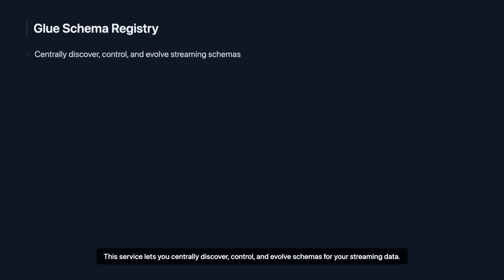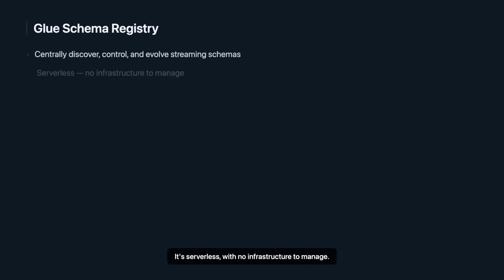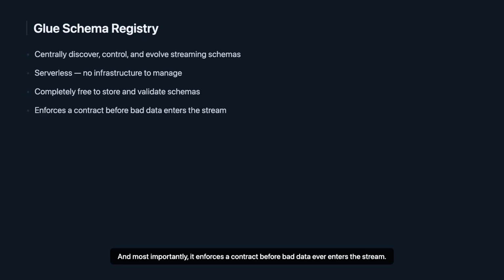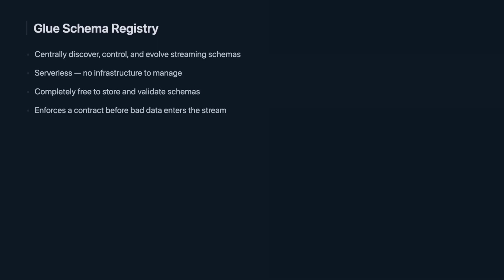Feature number 5, Glue Schema Registry. This service lets you centrally discover, control, and evolve schemas for your streaming data. It's serverless with no infrastructure to manage. It's completely free to store and validate schemas. There's no cost to register schemas or to validate against them. And most importantly, it enforces a contract before bad data ever enters the stream. Schema Registry exists because streaming pipelines break in subtle ways when producers and consumers disagree about the shape of the data, so the contract is enforced upstream.